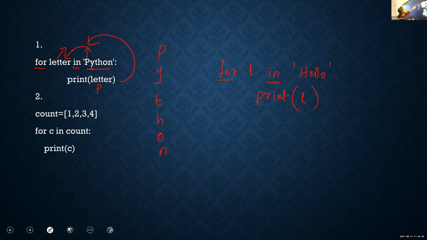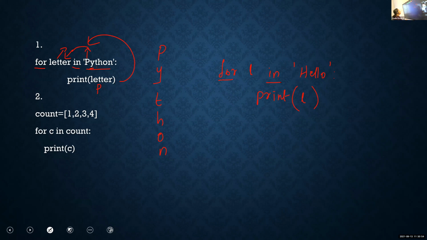Then this is a string. So the meaning is that for each and every character, in the first iteration, it will take the first value. Here we are using a string, so the first value of that string is the first character. So it will take capital letter H and assign it to variable L. And when we use the statement print L, that H is printed. After that, it automatically increments.